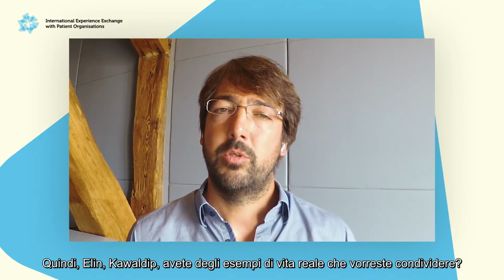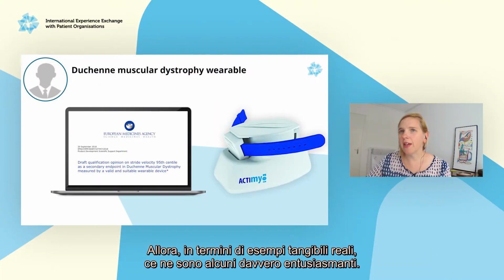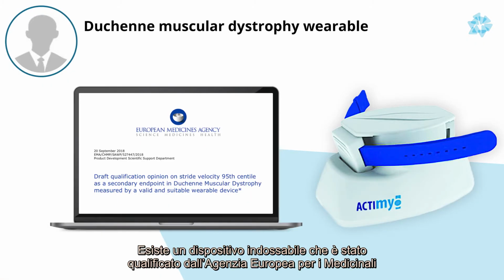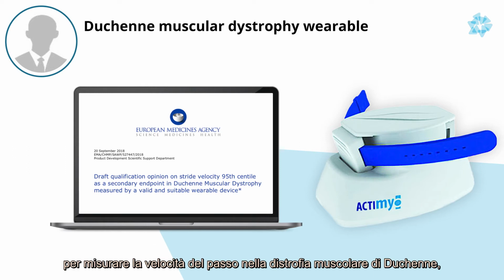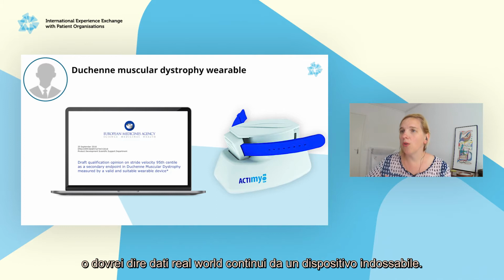So, Ellen, Kawaldeep, do either of you have real-life examples you would like to share? So I think in terms of actual tangible examples today, we have some really exciting ones. There is a wearable device that's been qualified by the European Medicines Agency for measuring stride velocity in Duchenne muscular dystrophy. And I think that's quite a significant leap forward in terms of the regulatory buy-in into this real-time, or I should say continuous, real-world data from a wearable.